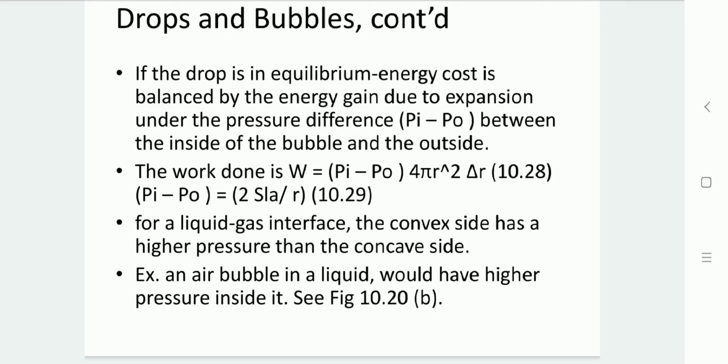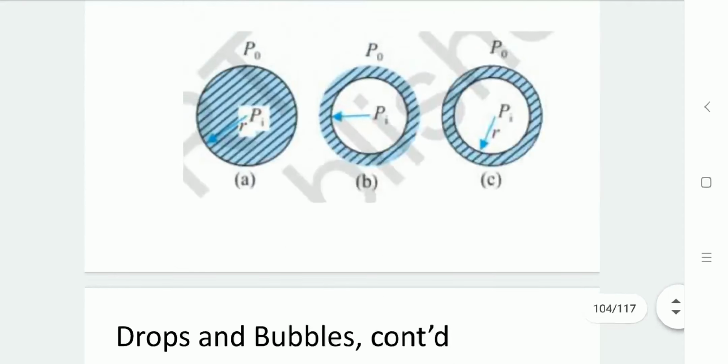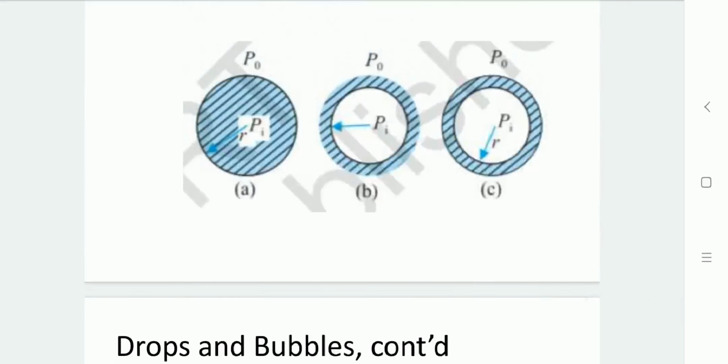So for the liquid and gas interface, the convex side has a higher pressure than the concave side. An air bubble in the liquid has a higher pressure inside, as you can see in diagram B, where the pressure is exerted from inside. And in diagram C, a bubble differs from a drop and a cavity in that it has two interfaces. So for a bubble, Pi minus Po is 4 S_LA by r. This is why we have to blow hard to form a soap bubble, as air pressure is required inside it.